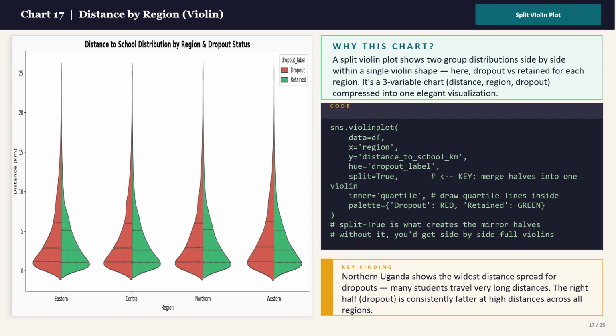The key finding was that northern Uganda shows the widest spread for dropouts. This was because many students travel very long distances there. The right half, for dropout, is consistently fatter at high distances across all regions.